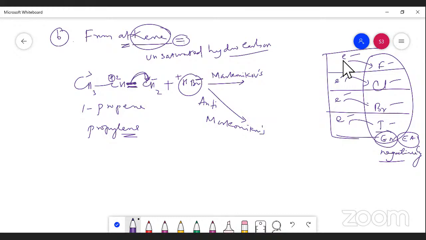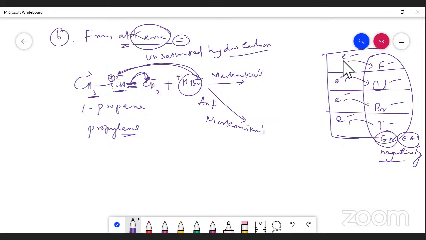Now this negative charge will approach the carbon with fewer hydrogens. Fewer means less hydrogen. Here you see this carbon contains 3 hydrogens, this carbon contains 2 hydrogens, but this carbon contains only 1 hydrogen. So this carbon is called the fewer, less hydrogen carbon. That is, Markovnikov said that the negative part will approach the carbon with fewer hydrogens.